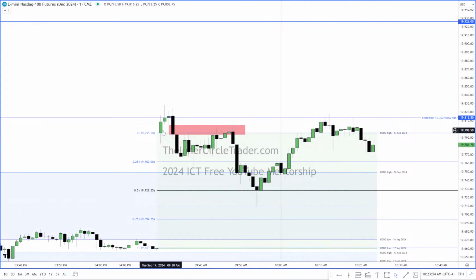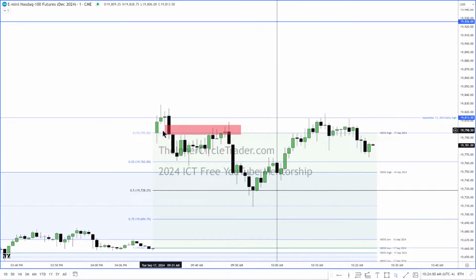So you know your bias is what? You're going to try to go short. So now what do you wait for? You just go in and go short? No. You watch price. You wait for it to do what? Create the first presented fair value gap. This is the first fair value gap. This candle here at 933.